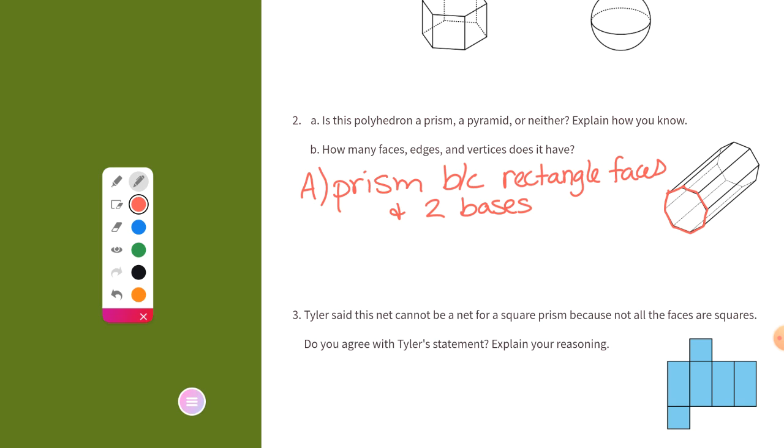8. So what shape? What is an 8-sided figure called? Octagon. So it's an octagonal prism is the name of it, because it's a prism with base shapes of an octagon.